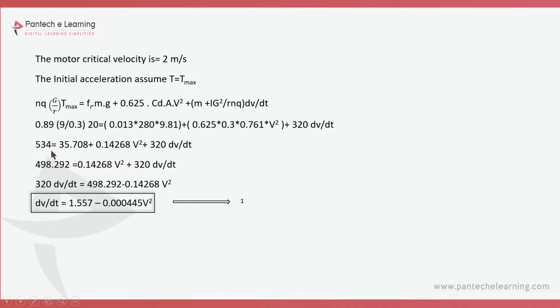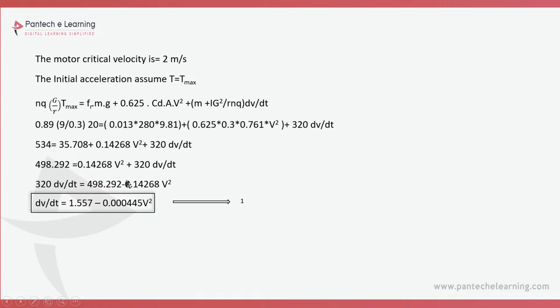So if we simplify, we get 334. If we simplify this one, 35.780. Simplifying this one is also 0.14. So only 320 dV by dt. Okay, so 5. Now we can simplify and find out the dv by dt. First step, we have to move the 35.708 from this side to this side, so we get the minus value. So 534 minus 35. Another value is here.